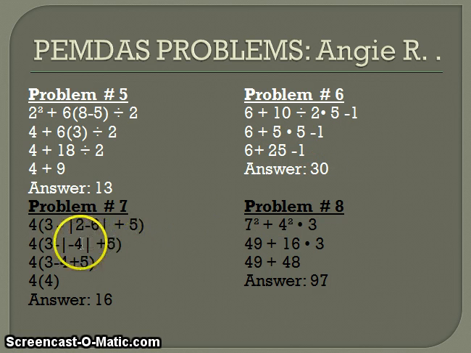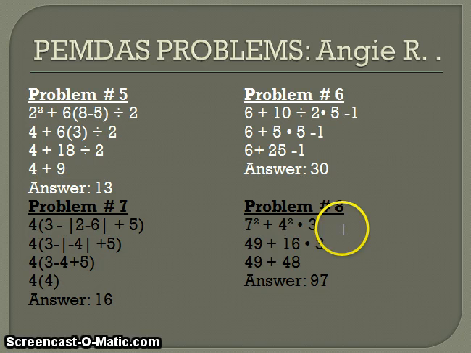For problem number 7, I have 4 times 3 minus the absolute value of 2 minus 6 plus 5. I'm going to work within this parentheses first, and then I'm also going to do my absolute value. So 2 minus 6 is a negative 4. The absolute value of a negative 4 is 4, but I have this subtraction sign, or negative, outside, so I need to make sure that I carry that down here. So my problem becomes 4 times 3 minus 4 plus 5. 3 minus 4 plus 5 is 4, so then I get 4 times 4, which is 16.